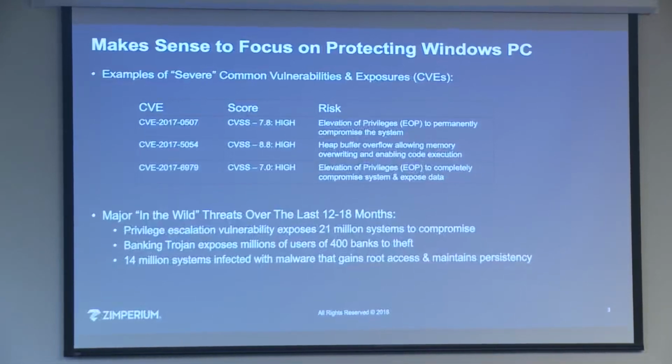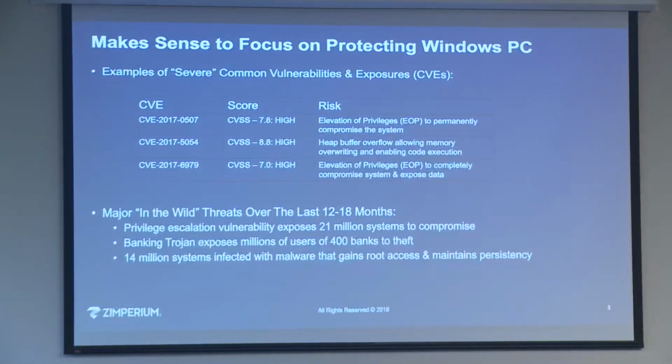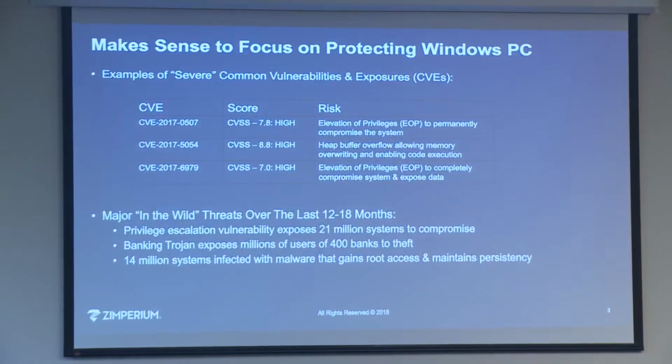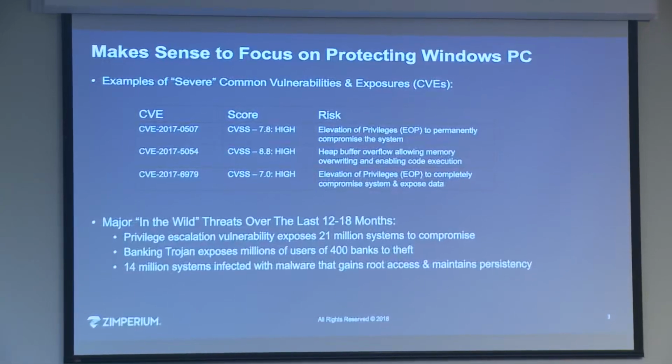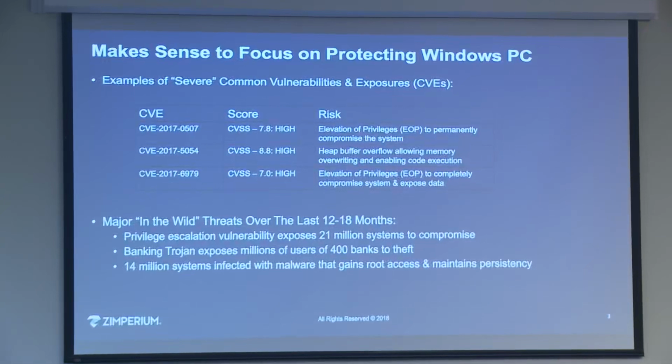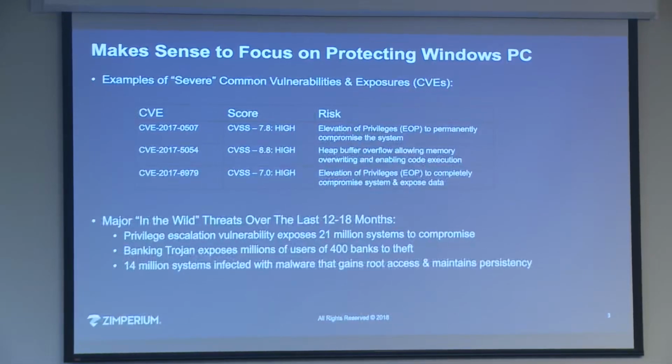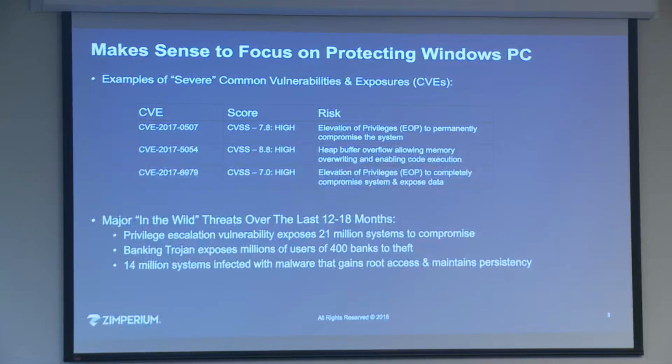But here are some severe CVEs that have come out very recently for Windows. You've got here an EOP, a heap buffer overflow, another EOP as well. And this is literally in the past year and a half. So there are a lot of systems that are exposed. There are banking Trojans. These attacks are going after high-value targets, whether political or money, or typically they're really focusing on that high dollar return.